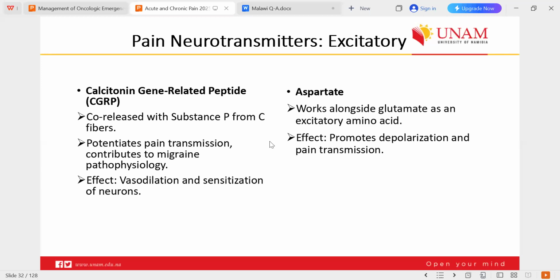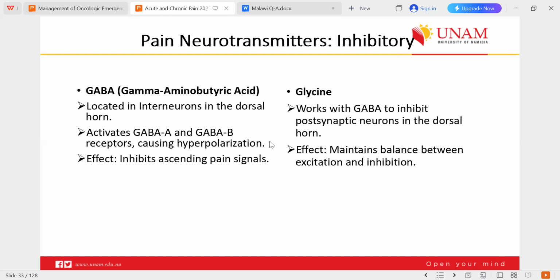There's another excitatory one, the calcitonin gene-related peptide. It's a neuropeptide co-released with substance P from C fibers, and it also helps to potentiate pain transmission and contributes to migraine pathophysiology. These are very important single-best-answer MCQ questions. Aspartate also works alongside glutamate. Don't forget that they are both amino acids, and they help in promoting depolarization and pain transmission.